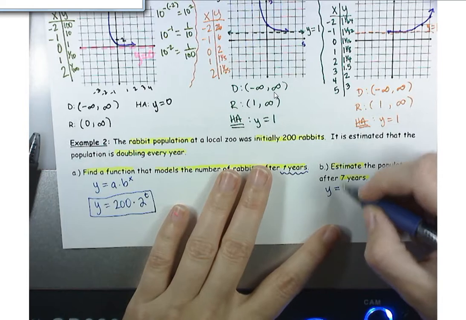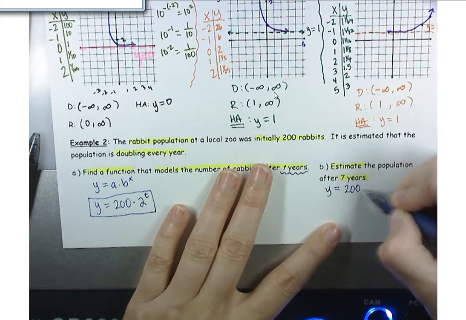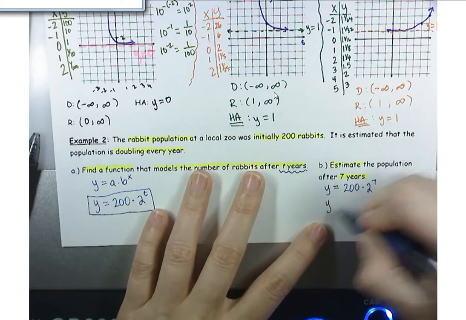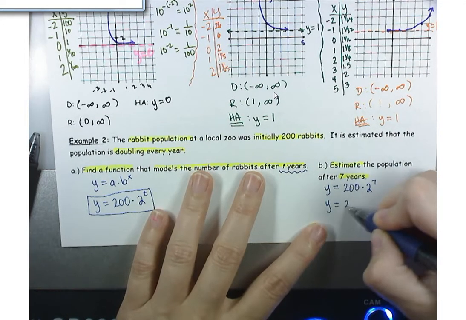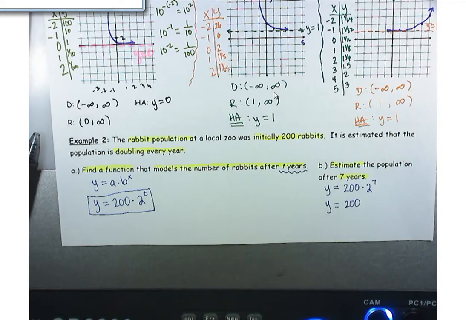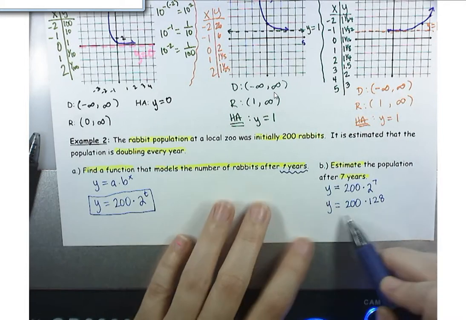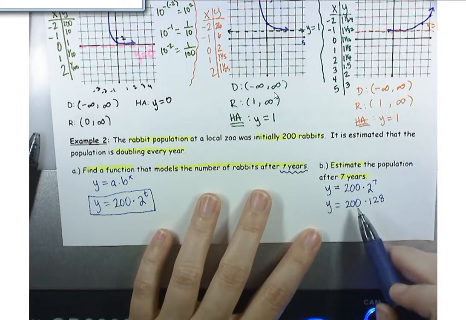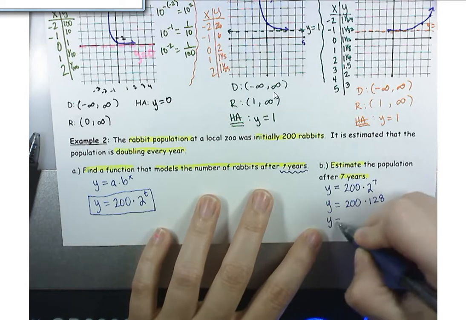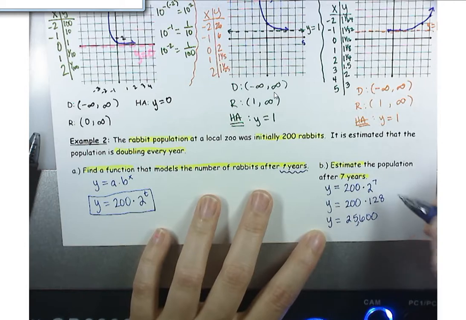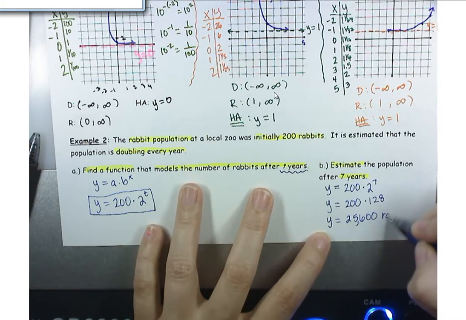So after 7 years, we would have y equals 200 times 2 to the 7. Do you guys remember what 2 to the 6 was? Remember? It was 64, right? So 2 to the 7 is going to be double 64, which is 128. And then, so if we're doing 128 times 200, let's just do 128 times 2. What's that? 256, and then I'll just put my 2 zeros on. Okay, so there'll be 25,600 rabbits.